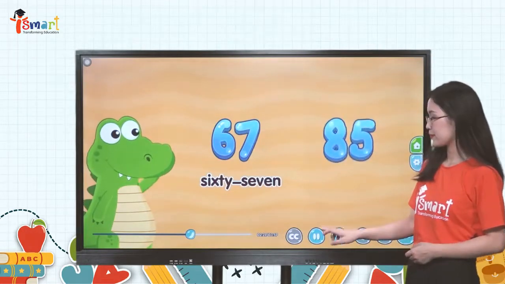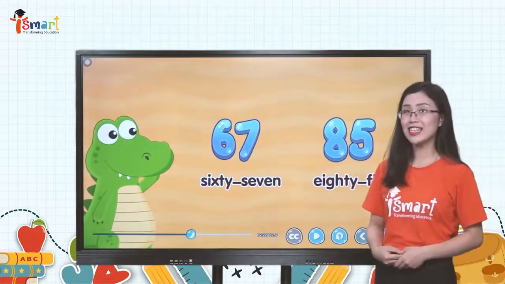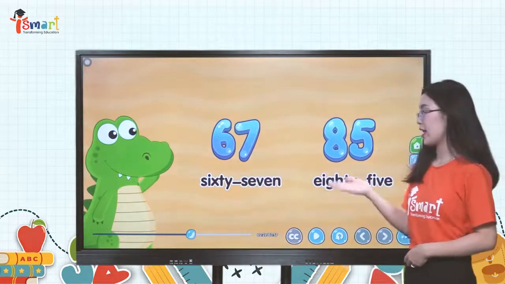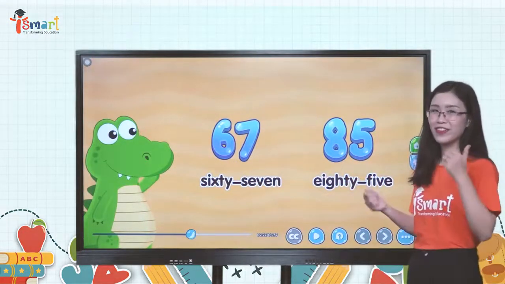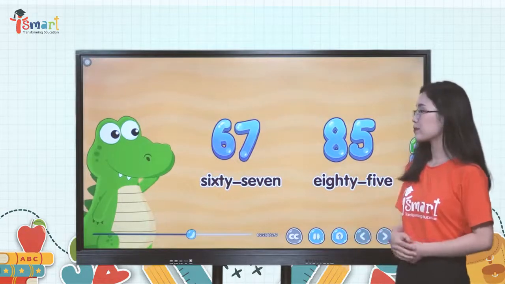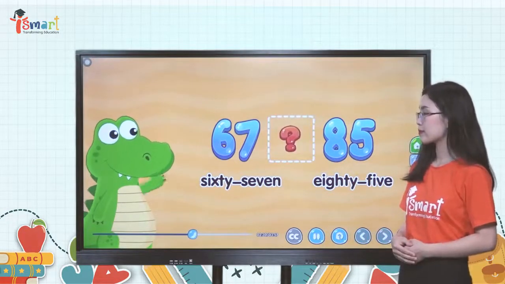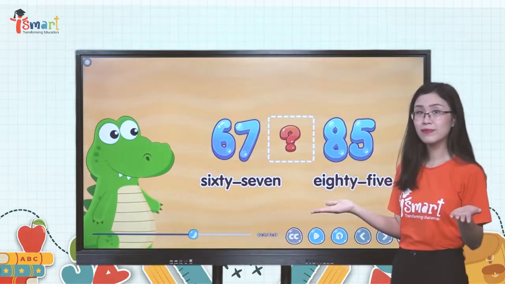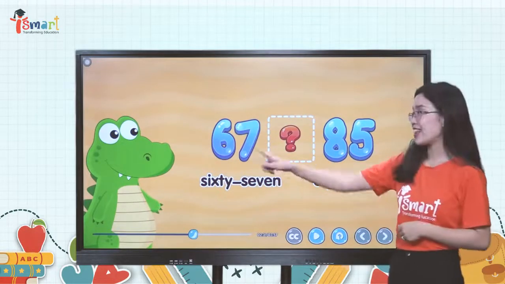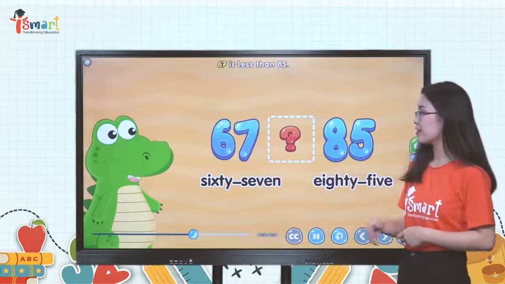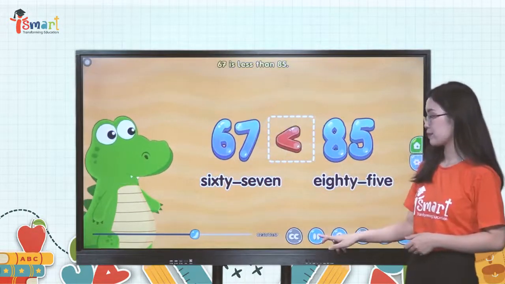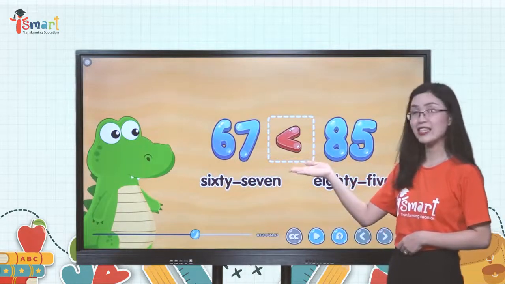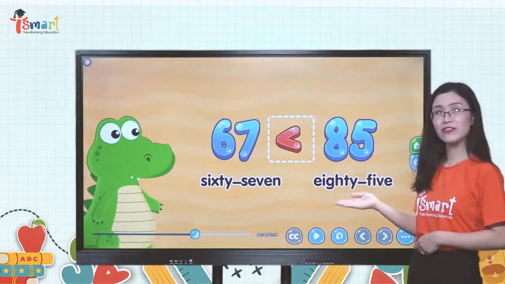67, and 85. Let's read these numbers together. 67, 85. Great. Which is less? Can you tell me which is less? Yes, this one, right? 67 is less than 85. Let's read. 67 is less than 85. Great.